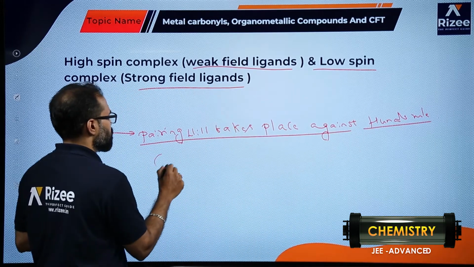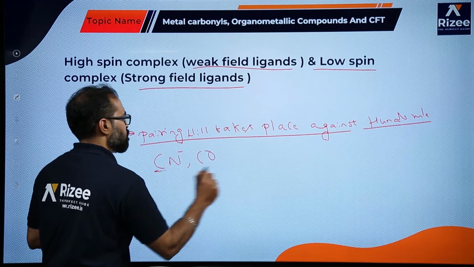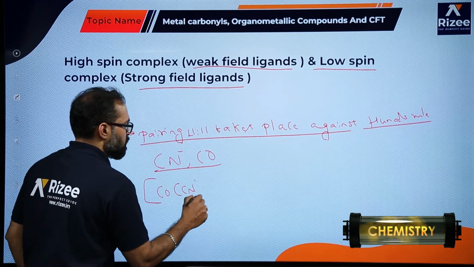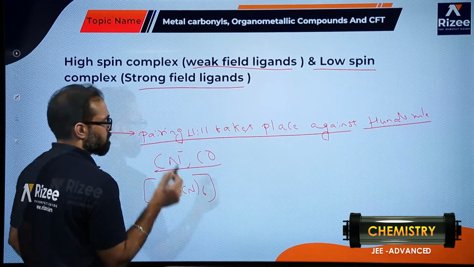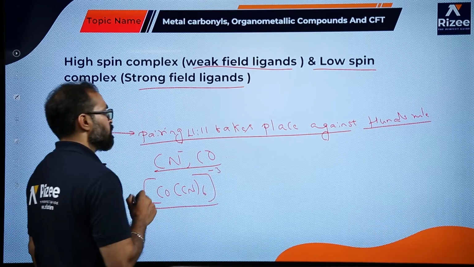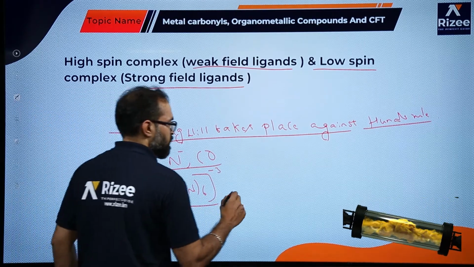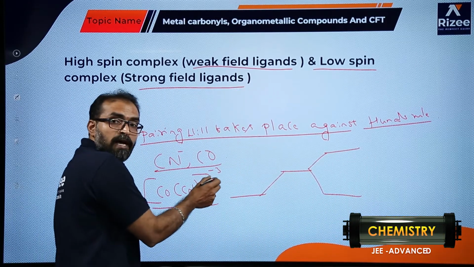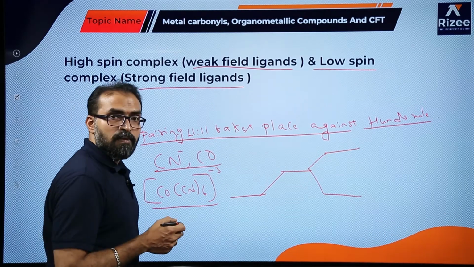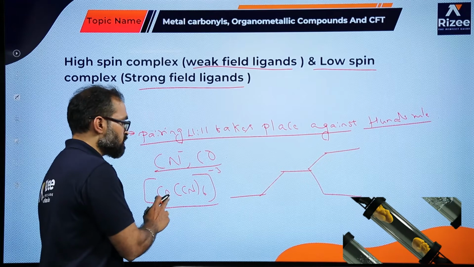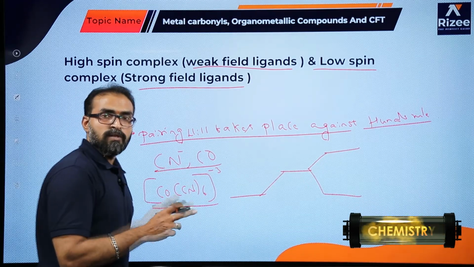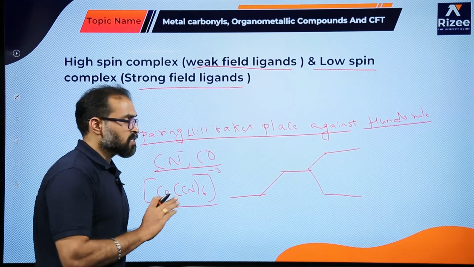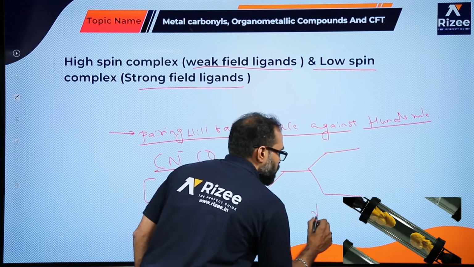For example, if CN minus or CO is present, say a complex like cobalt with CN minus taken 6 times, with charge minus 3. Now if you are taking this complex, how will the splitting be? The splitting will be like this. This cobalt has a +3 oxidation state. So how many electrons are present? Its electronic configuration is 4s2 3d7. In the +3 oxidation state, 2 electrons from 4s and 1 electron from d are removed, so 6 electrons are there, giving a d6 configuration.